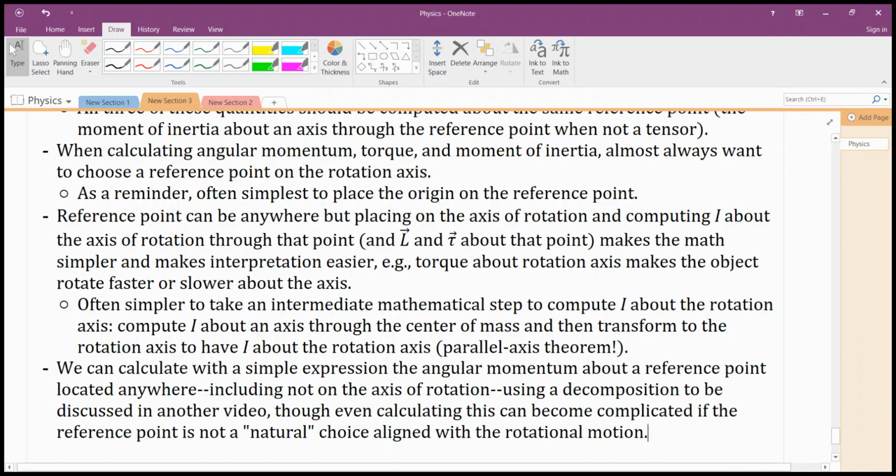Finally, although there can be complications with moment of inertia or torque, there is always a simple expression that the angular momentum decomposes into for calculating the angular momentum about a reference point anywhere. This will be discussed in another video, but it should be noted that even in this case, calculating this decomposition will become complicated unless the reference point is a natural choice that is aligned with the natural rotational motion of the system. So there you have it. The choice of rotation axis and reference point can be arbitrary, but there are some good, simple choices you can make to make the math easier.